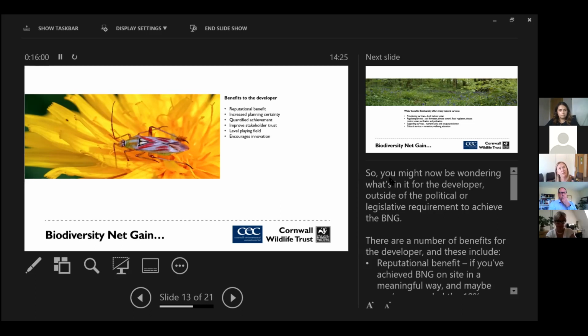And then finally, the requirement, we think, will encourage innovation as developers think differently about how they can engage with nature, engage with wildlife, engage with biodiversity on their site, and really start to think about new ways of bringing nature and rewarding design teams that do things well in creating habitat.